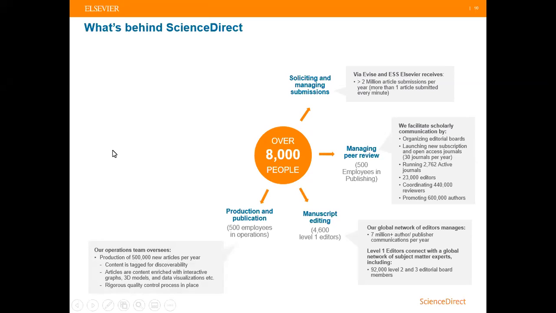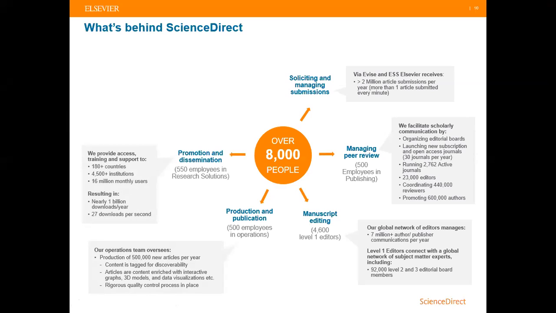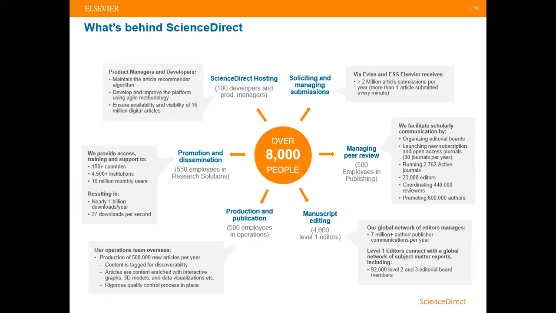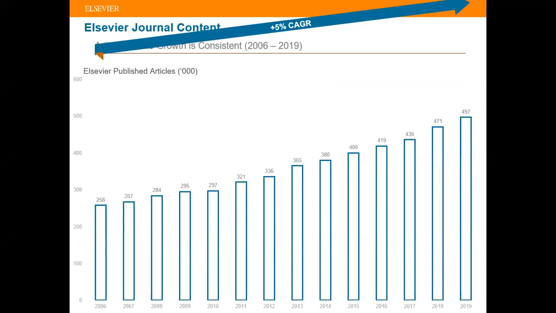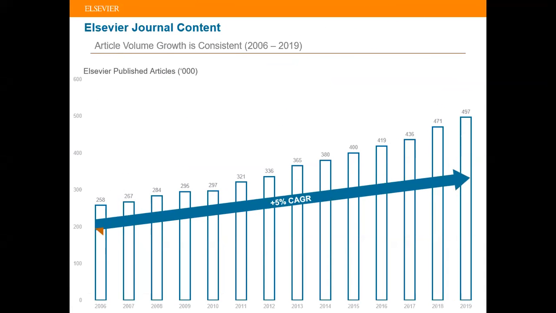Once articles are ready for publication, a global operation team manages the publication process, tagging the articles for discoverability and controlling for quality. Global organizations of sales representatives and customer consultants provide training on the tools and ensure awareness around the world. And Elsevier journal content is consistently growing. We have about 5% compound annual growth rate.